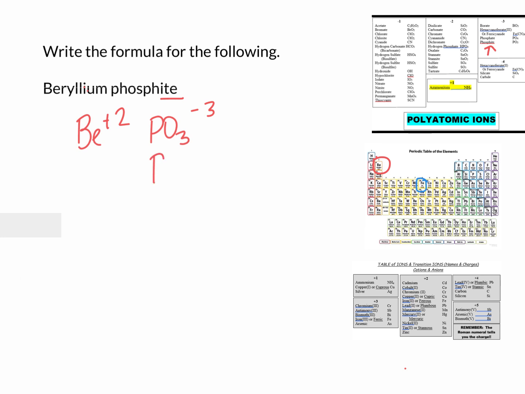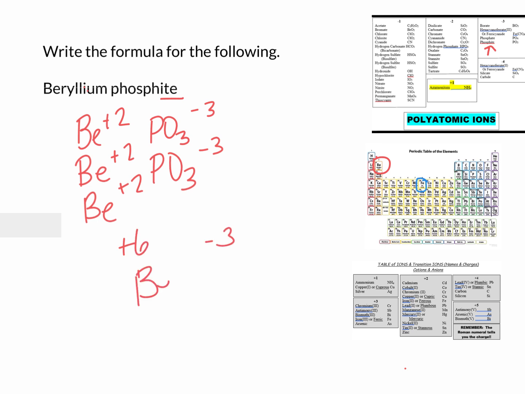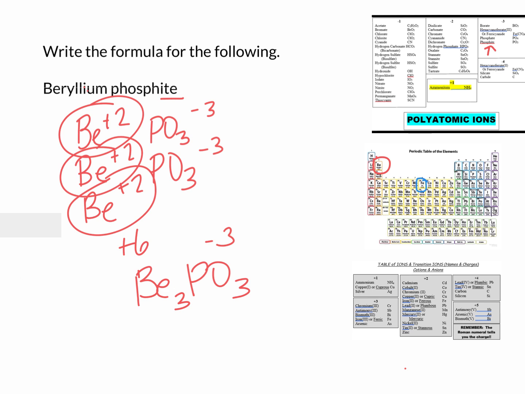So what I'm going to need is another one of these and a couple more of these. So now I have 2, 4, I have a +6 and a -6. So to write this formula, I'm going to have Be3, because I have 1, 2, 3 of these. And I'm going to have PO3, and since I have 2 of them, I'm going to put them in parentheses and put the 2 on the outside, okay? So this would be the formula for this.